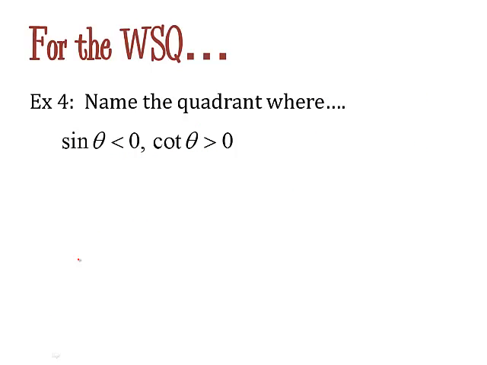All right, for the WISC, you're going to do this problem for me. Name the quadrant where the sine is less than 0, but the cotangent is greater than 0. Think through your quadrants, think through the values, and tell me which quadrant this is true in. All right, good luck, and see you in class.